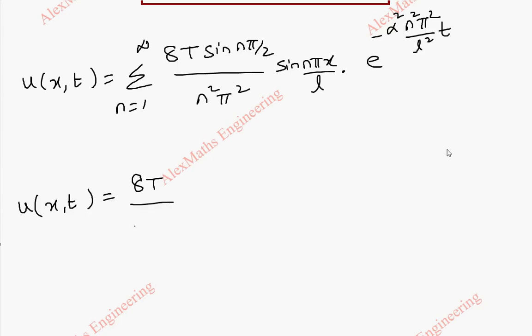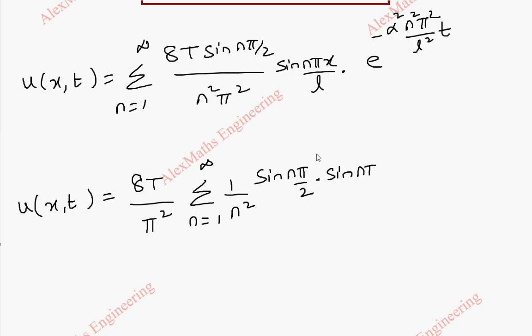So u of x comma t will be 8t by pi square taken outside. We have summation n from 1 to infinity. Then we are left with 1 by n square. Then sine n pi by 2 into sine n pi x by L into e power minus alpha square n square pi square by L square into t. This is the required solution.